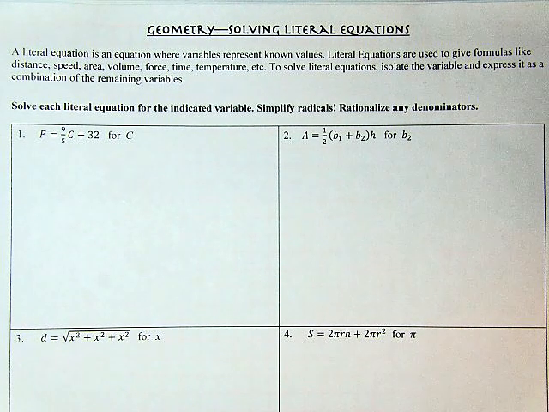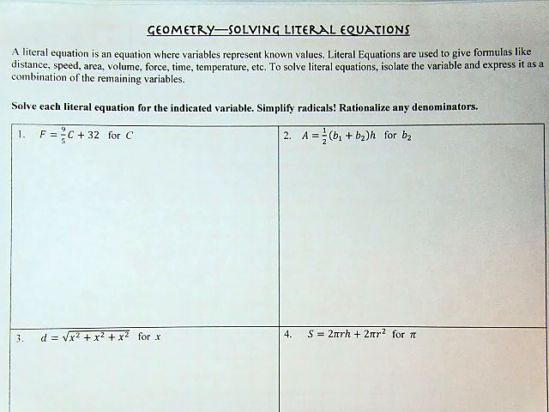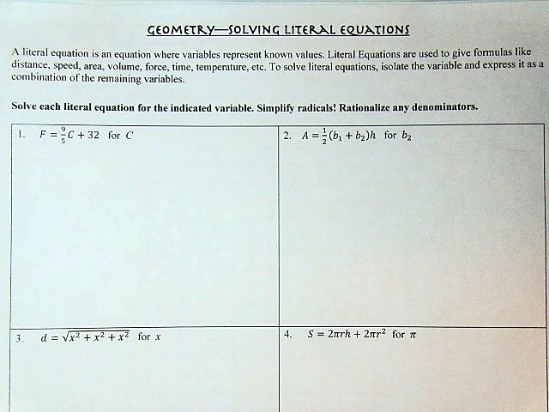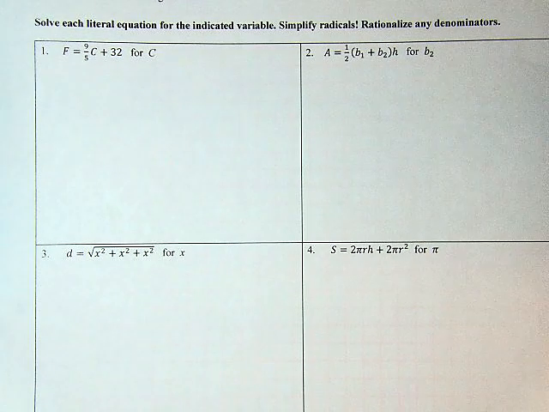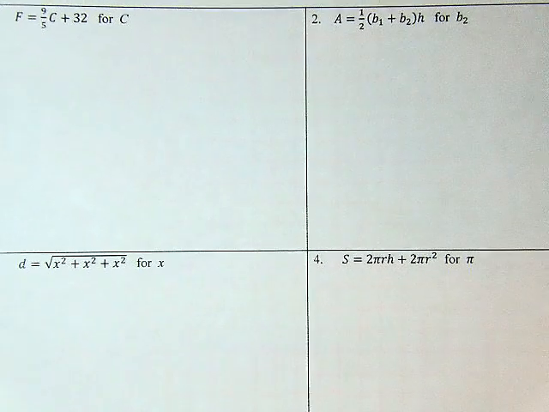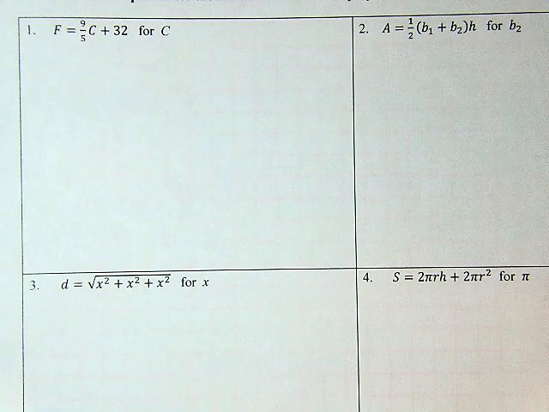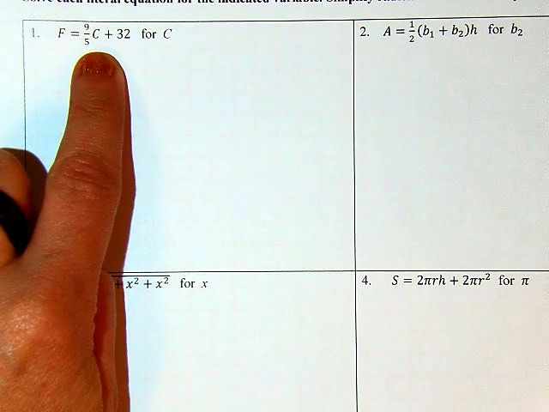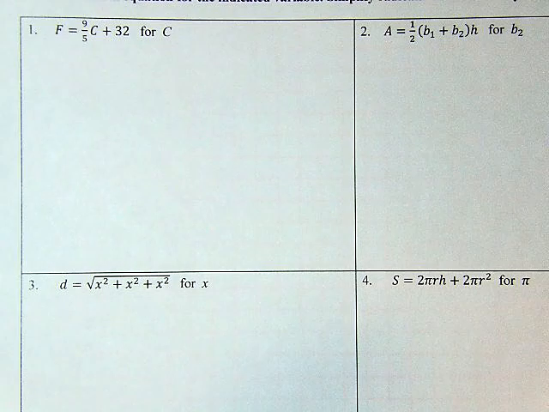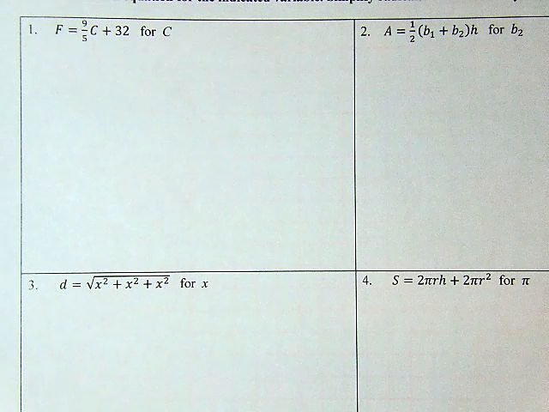All right, so our instructions are to solve each literal equation for the indicated variable. We want to simplify any radicals. We want to rationalize any denominators. So the first one that we see, let me zoom in a little bit tighter. We're given the formula where we're going to find Fahrenheit in terms of degrees Celsius. What we're asked to do essentially is to rework this equation to solve for C instead.